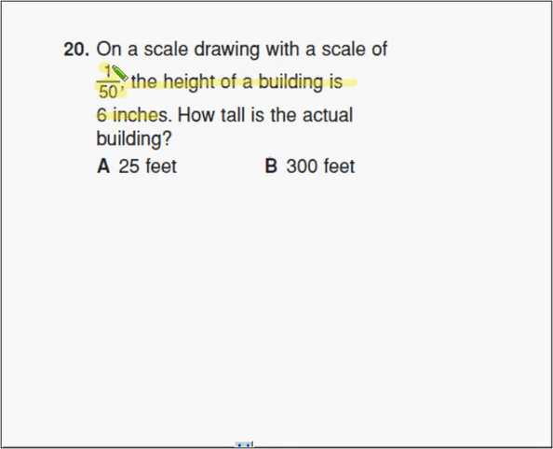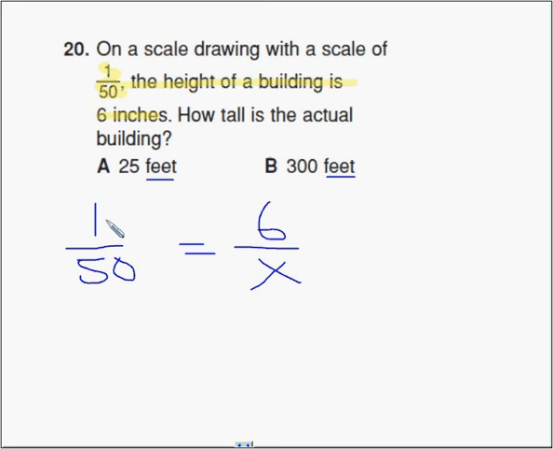For every 1 inch on a model, 1 inch is equal to 50 feet. They didn't say that anywhere, but I'm going to assume that's correct because our only answers are in feet, and an actual building is probably not going to be measured in inches. So it's safe to assume 1 inch is to 50 feet. So 1 to 50 feet is going to be proportionate to 6 to how many feet?